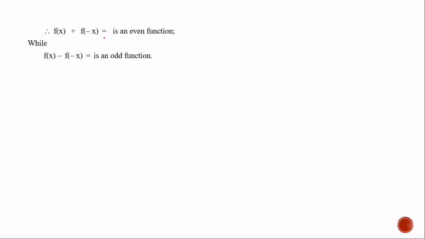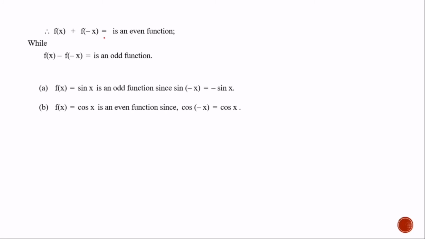And when you subtract, you're going to get an odd function. Put that in your head. It's an identity. Let's take something with a transcendental function. Note that sine is an odd function and cos is an even function. Take your calculator. Let's do this.